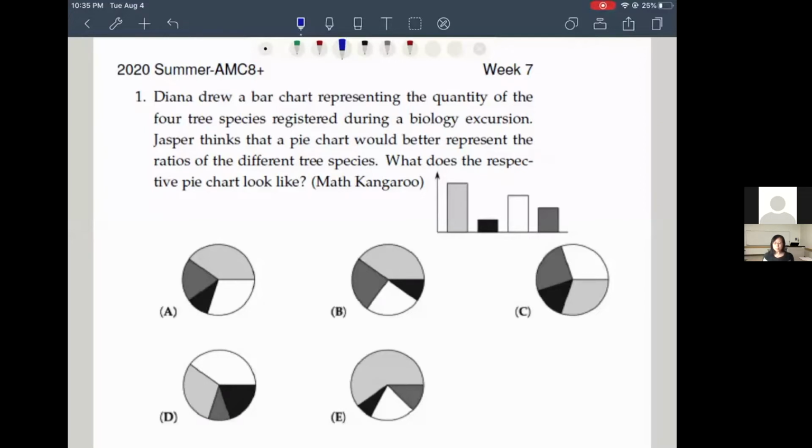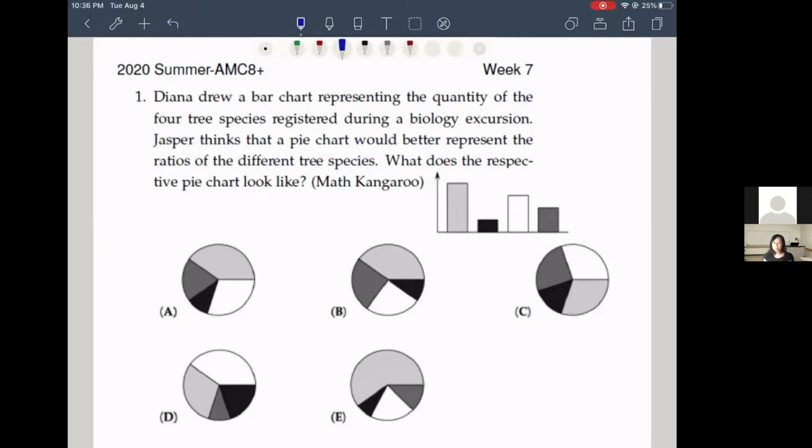Okay, so let's examine the 5 choices one by one. If we look at A, we don't see anything inconsistent with the bar chart, but let's keep on. If we are able to rule out the other 4, then we will be pretty sure that the choice should be A. If not, we need to probably think more carefully.